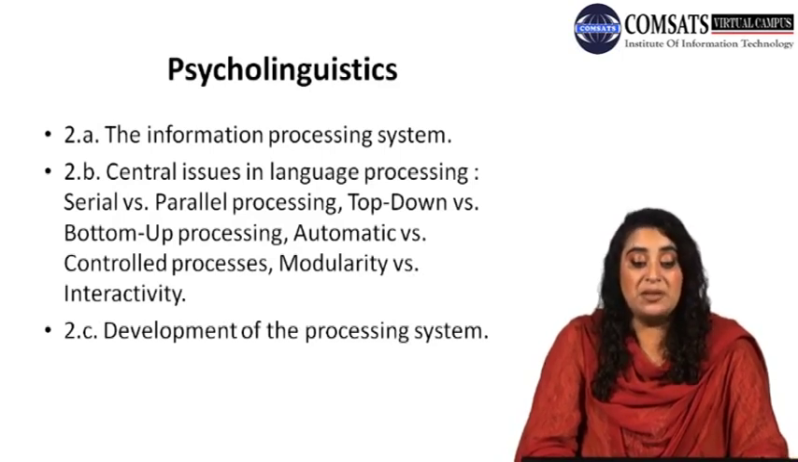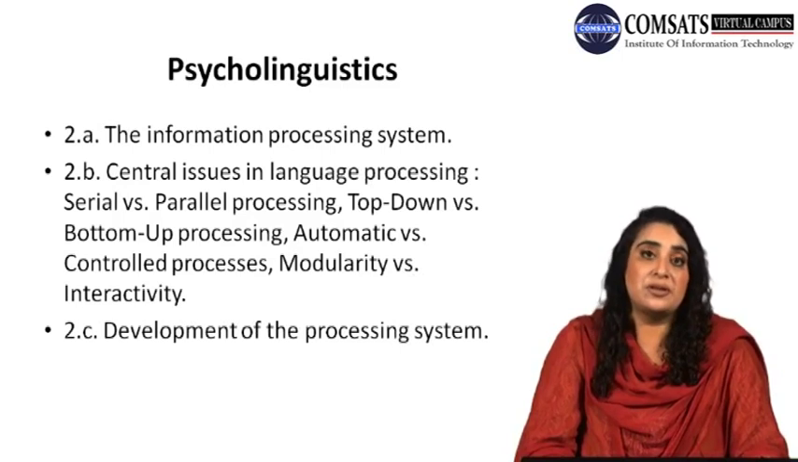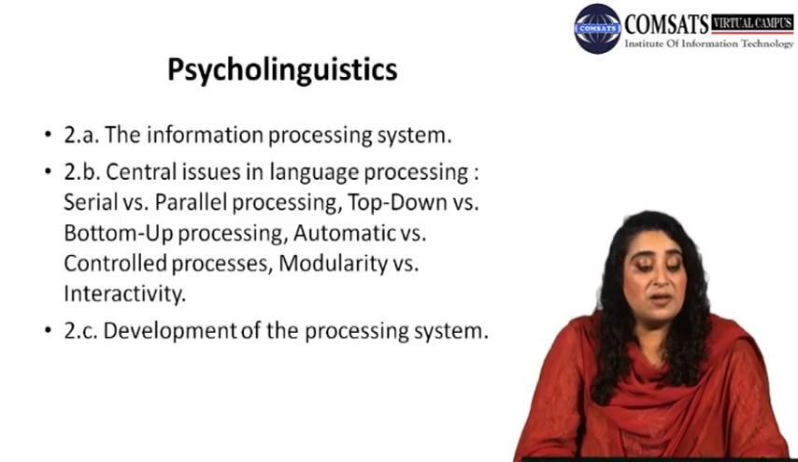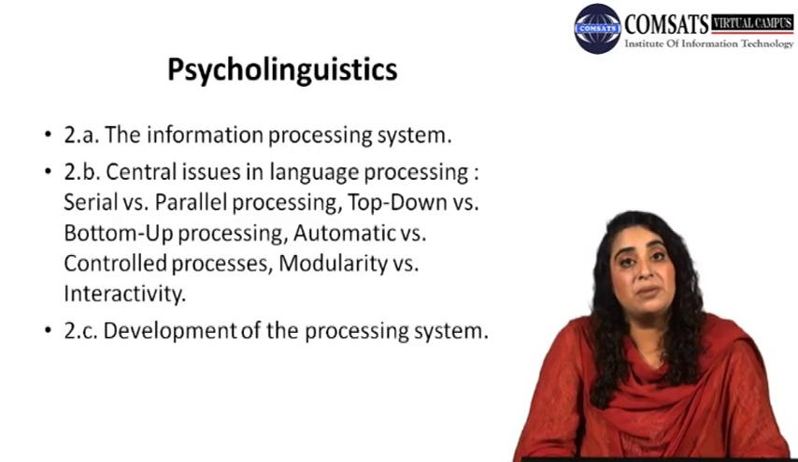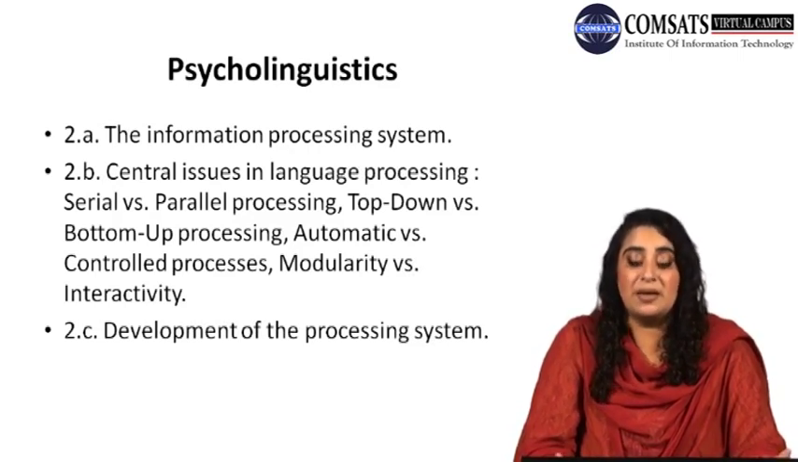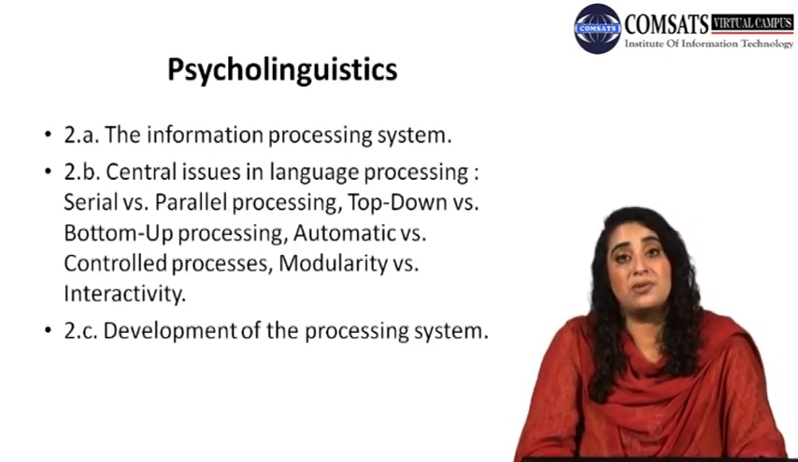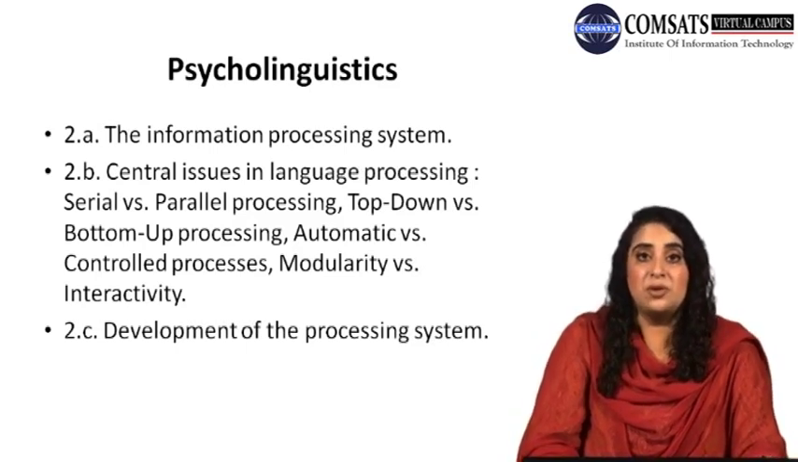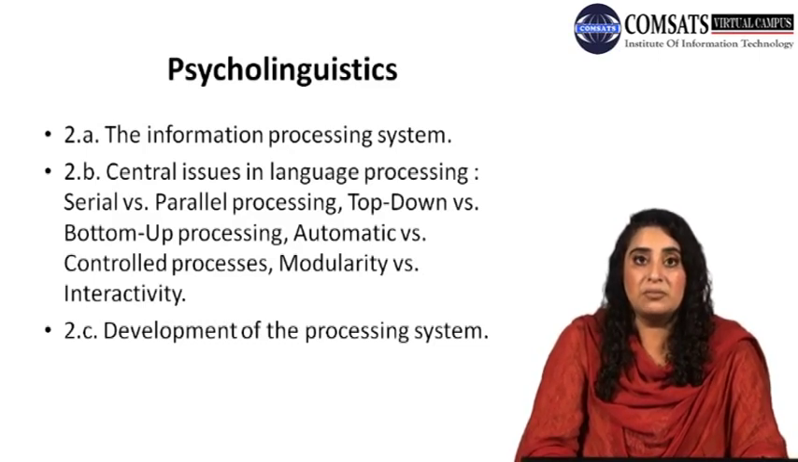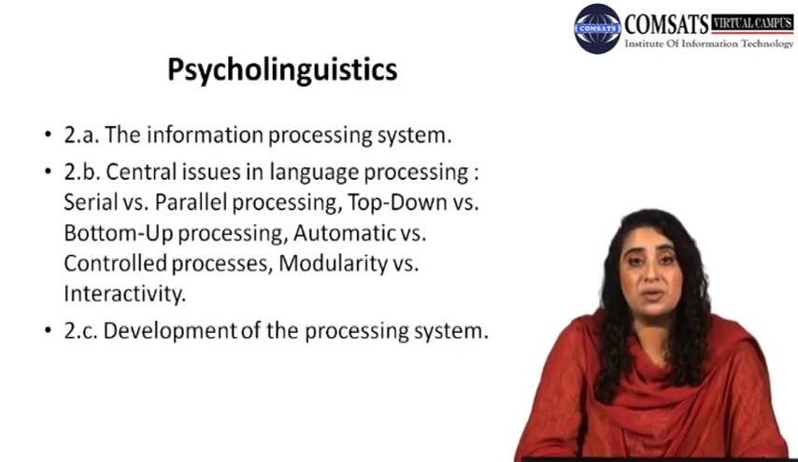Part B would be central issues in language processing. Now central issues in language processing would be serial versus parallel processing. Step by step we either learn something, or in parallel, at the same time, side by side, we are learning two different things. Top down versus bottom up processing. We're going from top to the bottom, or from bottom to top of the learning process, just like you would go with an alphabet. Automatic versus controlled processes.